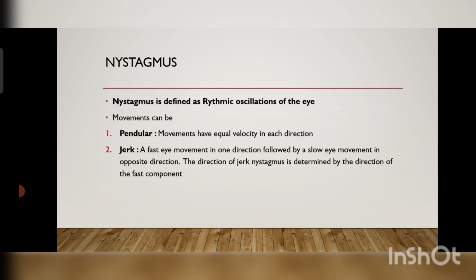So what is pendular nystagmus? If the movements have equal velocity in each direction, that is pendular nystagmus. In jerky nystagmus, there is a fast eye movement in one direction followed by a slow eye movement in the opposite direction. The direction of jerk nystagmus is determined by the direction of the fast movement. Suppose on the right side there is a fast movement, and on the left side there is a slow movement.